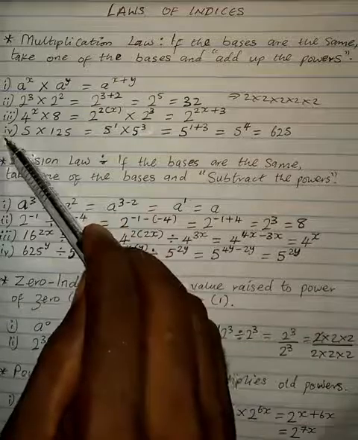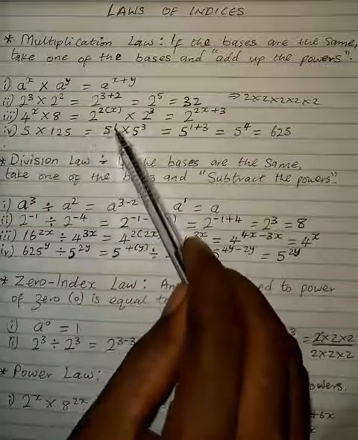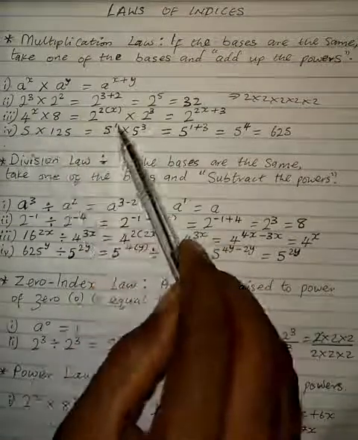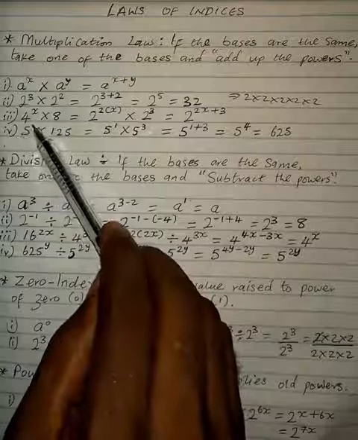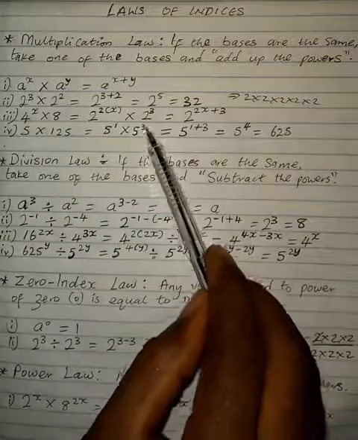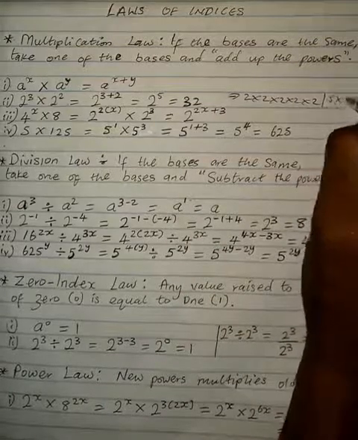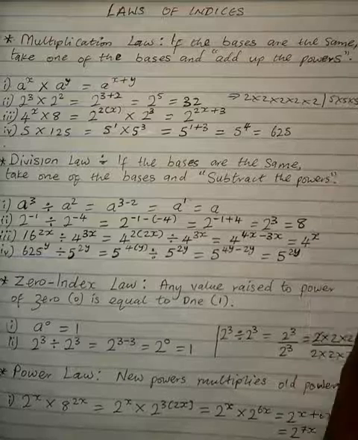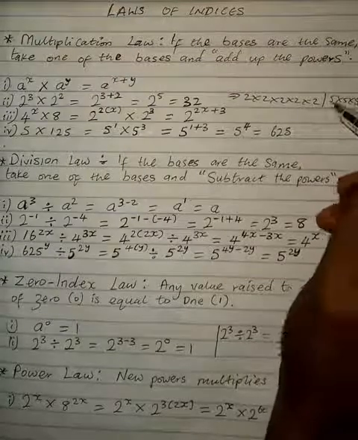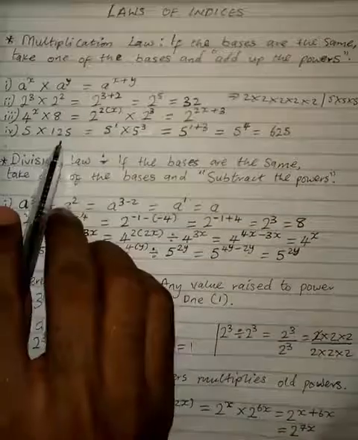All right, we have number 4. This is 5 times 125, which equals 5 raised to the power 1 times 5 raised to the power 3. Of course, any number raised to the power 1 is itself; there is an invisible 1 here. Now 125 is 5 raised to the power 3, which implies 5 times 5 times 5. 5 times 5 is 25, and 25 times 5 is 125.